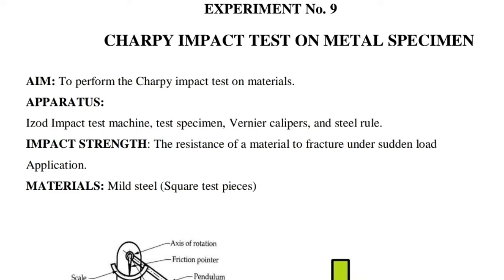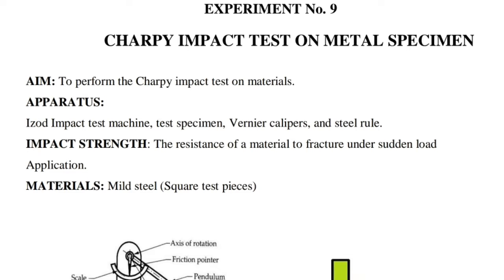Today we will learn the Charpy impact test on a metal specimen. The aim of the experiment is to perform the Charpy impact test on materials. Apparatus required: impact test machine, test specimen, vernier calipers and steel rule.